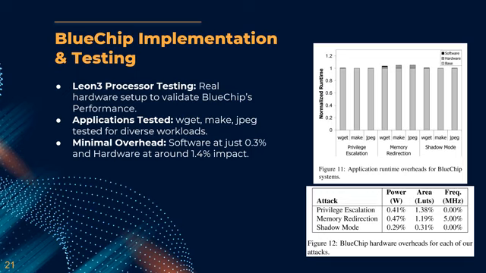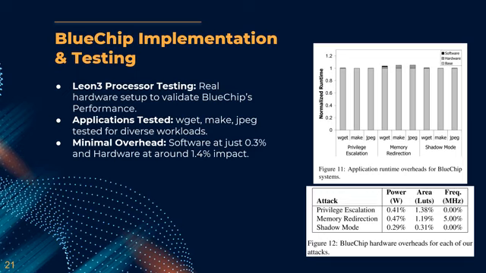under real world workloads. To test Blue Chip's effectiveness, the researchers used a Leon 3 processor, a soft core processor often used in research and embedded systems. The Leon 3 is particularly useful for simulating real world conditions while providing flexibility for testing various scenarios. So, how did they evaluate Blue Chip's impact? They ran a variety of workloads like wget for network operations, make for compiling software, and JPEG for image processing. These covered different aspects of typical computing environments: networking, computing, and multimedia tasks.